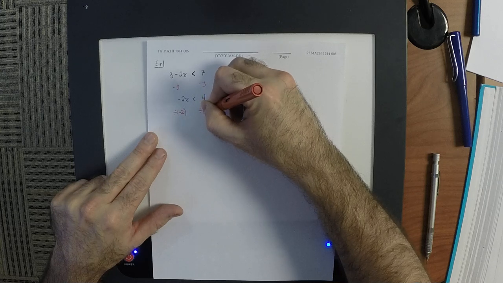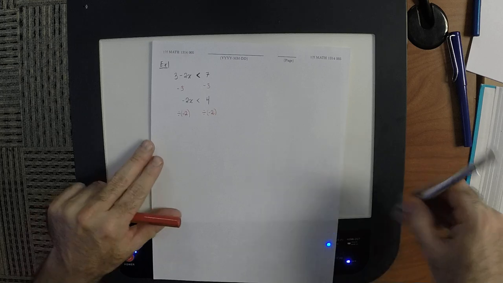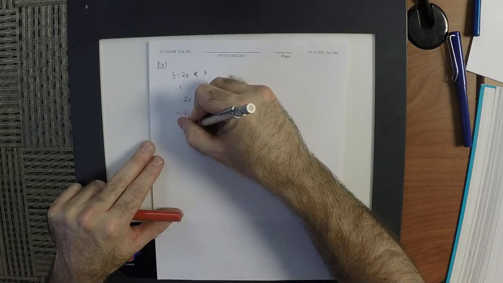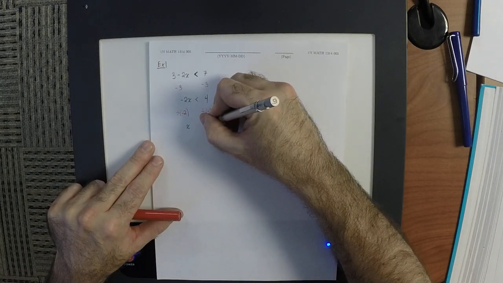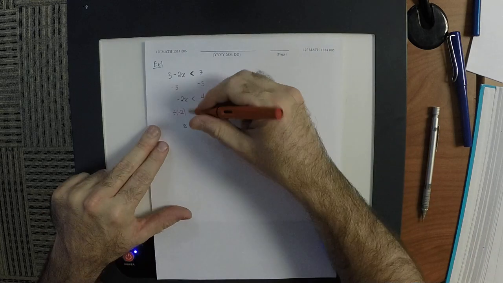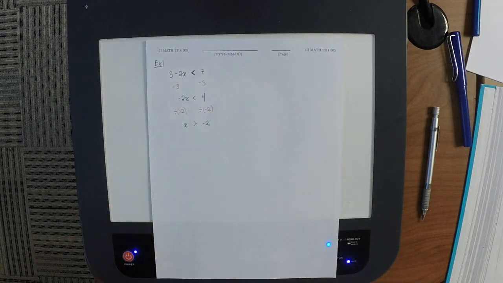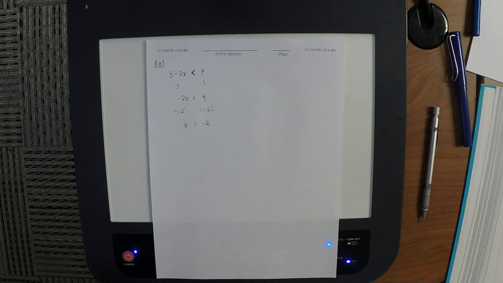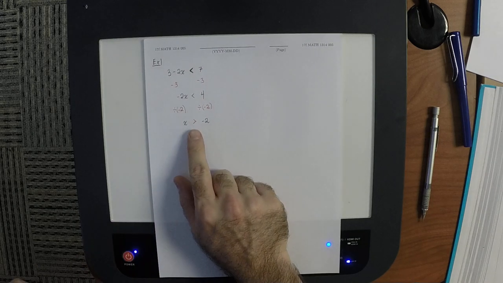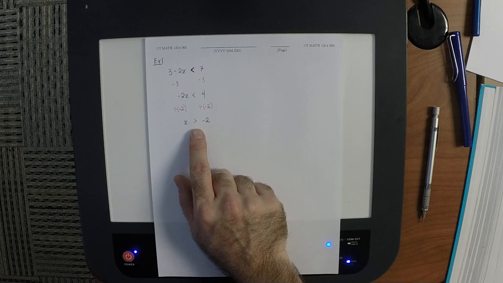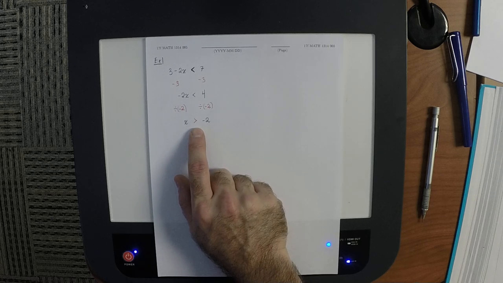So in the first place, for inequalities, is division by negative 2 permissible? Yes, but what comes with it? Changing the direction. So the new left-hand side would be x, the new right-hand side would be negative 2, and the direction of the inequality will be reversed. So any question about this? So now please write this one in interval notation. Yes?